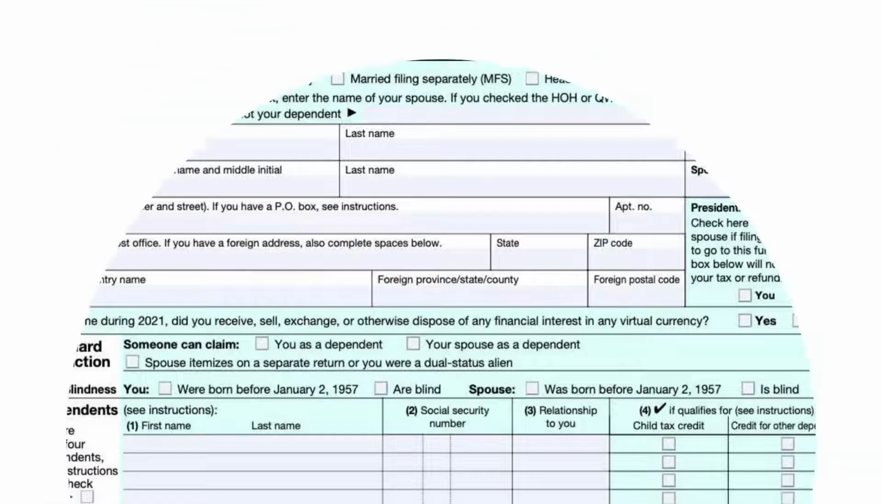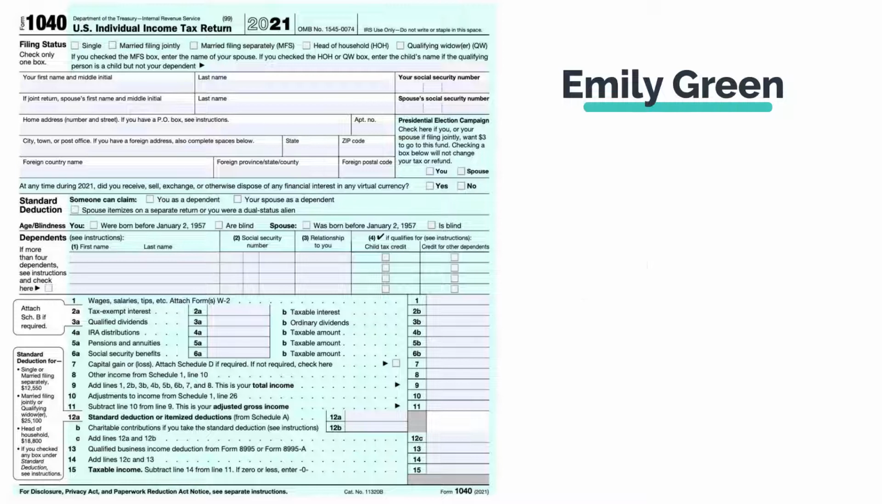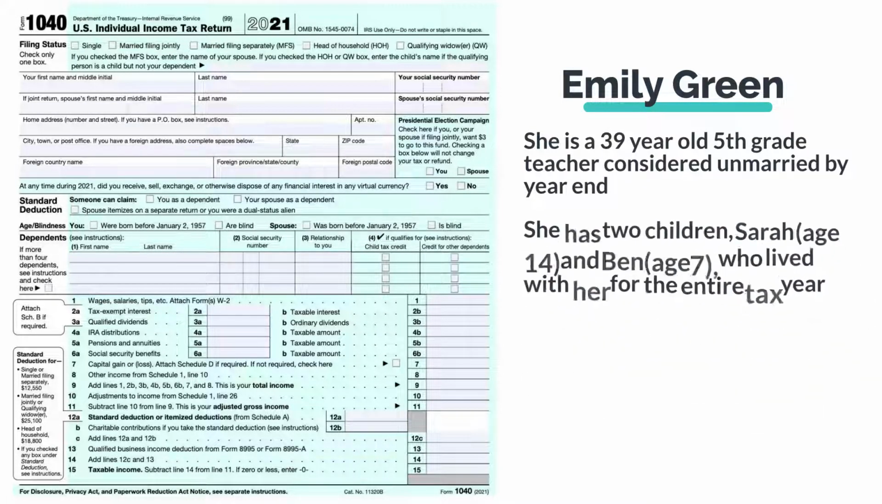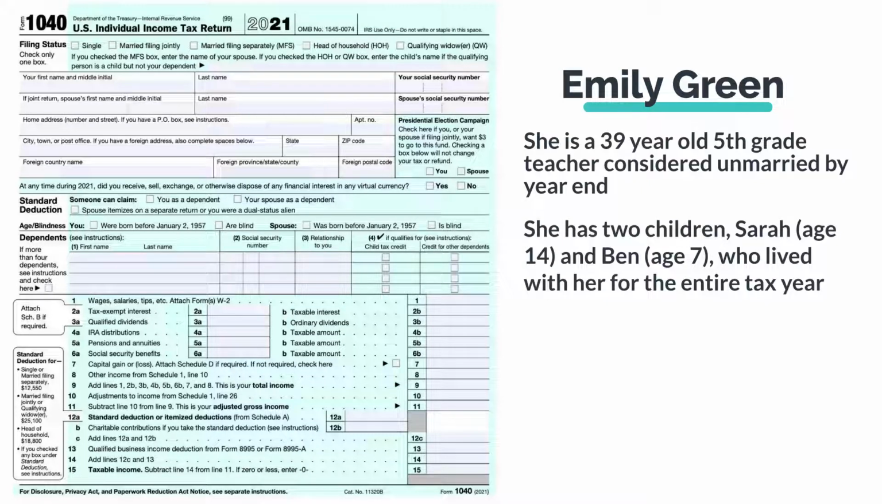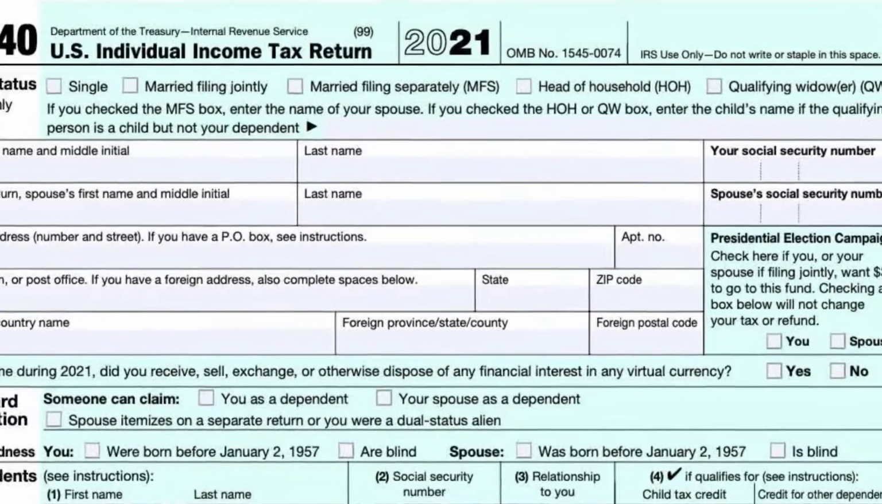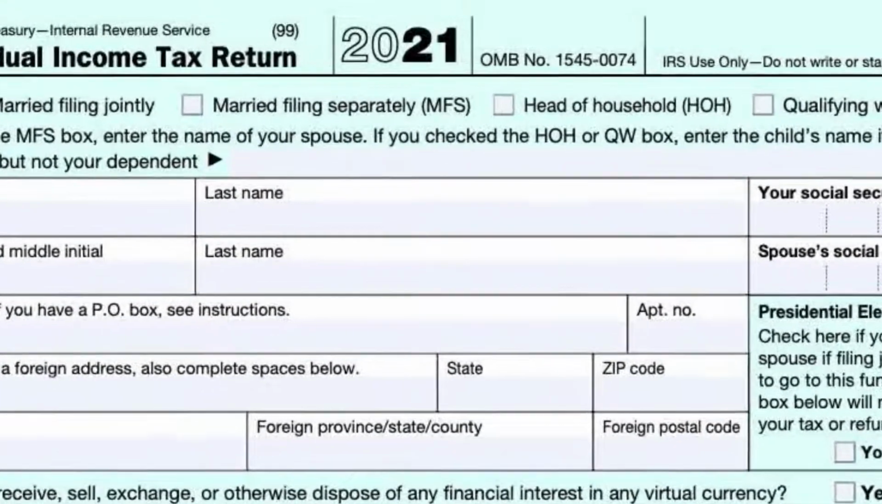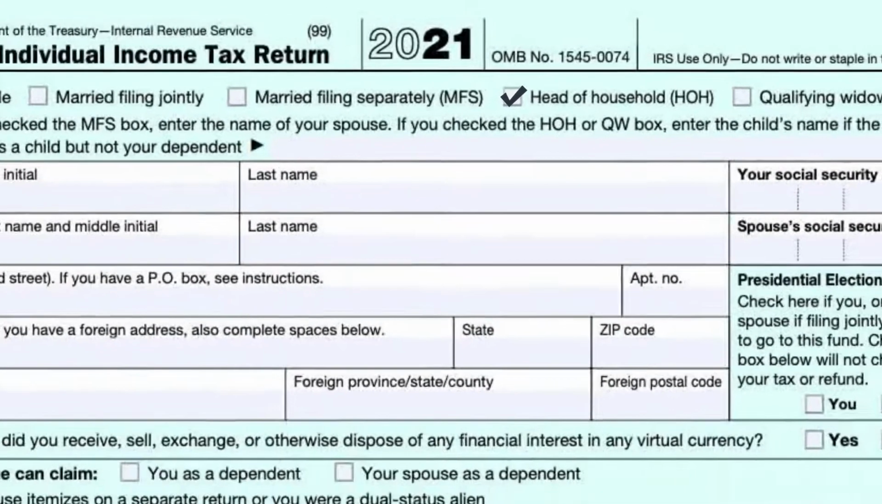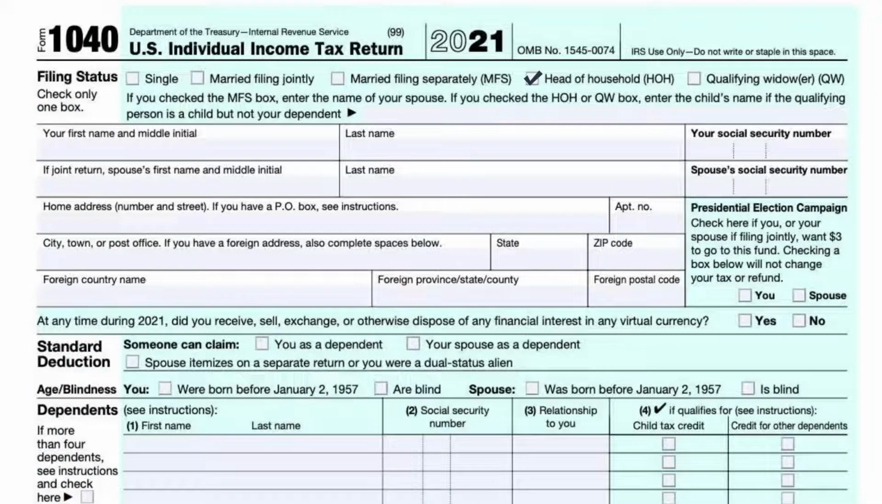Now we will be looking at an example of the taxpayer Emily Green. She is a 39-year-old 5th grade teacher who was considered unmarried by year end. She has 2 children who lived with her for the entire tax year and paid more than half of the expenses for maintaining her household. Based on this information here, take a moment to think about which filing status you think we should use for Emily. If you thought that we should use head of household, you are correct. We're going to check off that filing status and continue along.